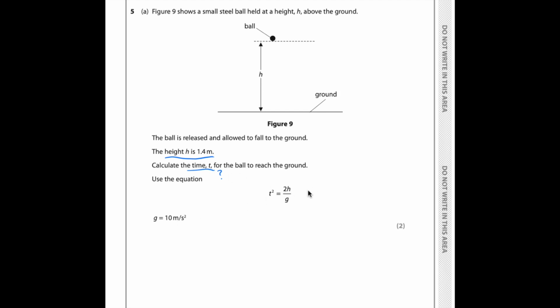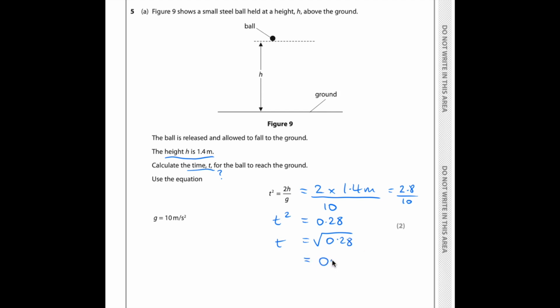So we've got height, so let's pop the numbers in. So it's 2 times by the height, which is 1.4 meters, and we need to divide that by gravity, which it told us was 10. So that's 2.8 divided by 10. So that's going to come out as 0.28, but that's not time. If students make a mistake, they think that's the time. That is the time squared. So now to get the time, we need to square root 0.28.